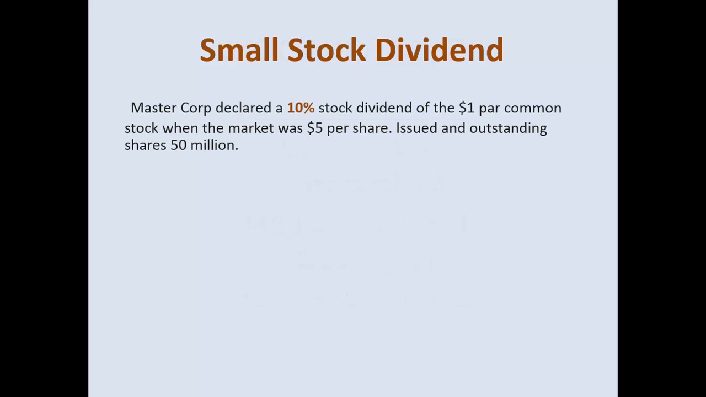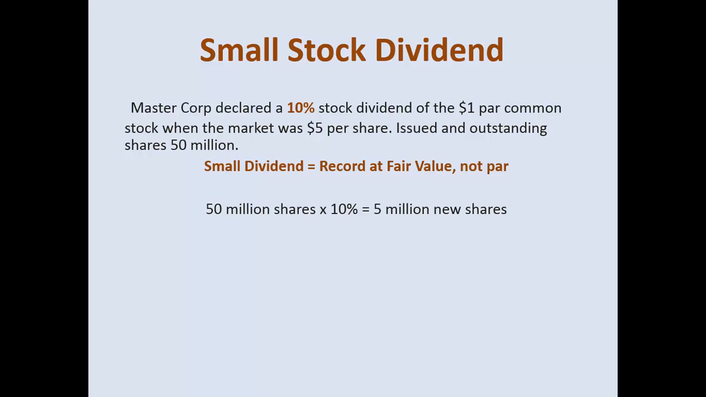The small stock dividend, let's look at an example. Master Corp declared a 10% stock dividend of $1 par common stock when the market value was $5 a share. Issued and outstanding are 50 million shares, and that's important. If you recall, it has to be outstanding to receive the dividend. So because it's 10%, it's below that 25% mark, it's a small dividend, so you want to think about this first. When you hear stock dividend, first determine if it's small or large. It's 10%, so it's small, which means the rule says you record it at its fair market value, whatever it's sold for on the stock market.